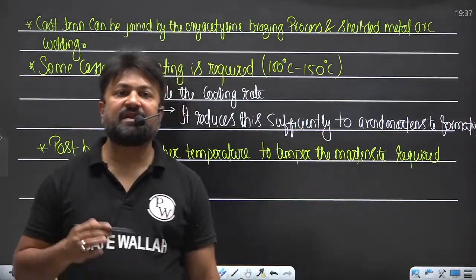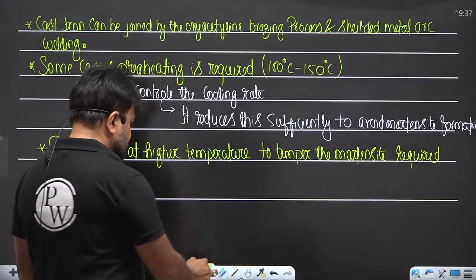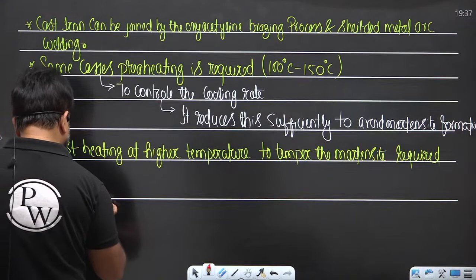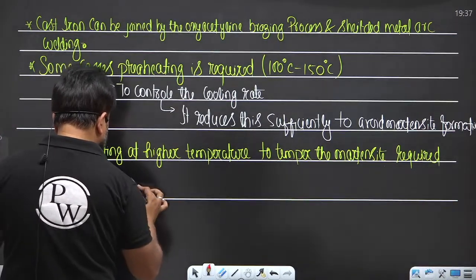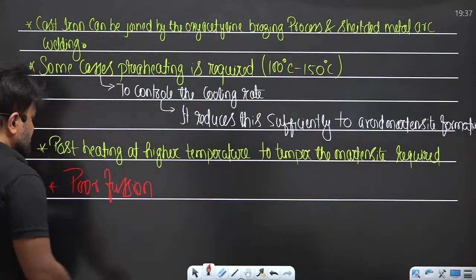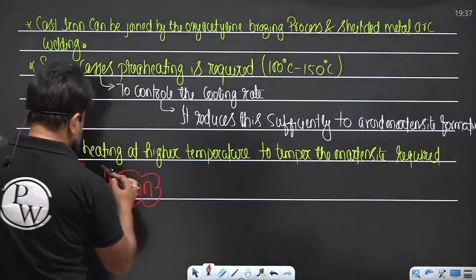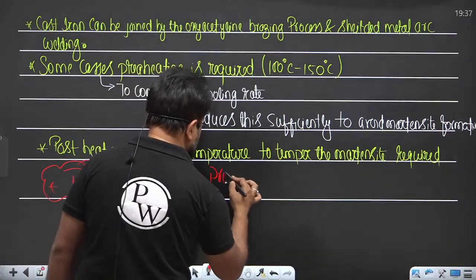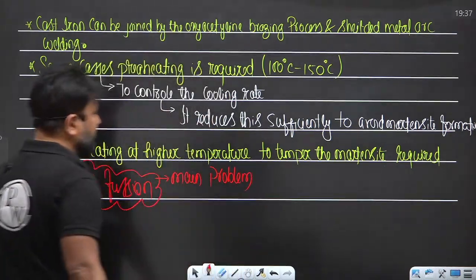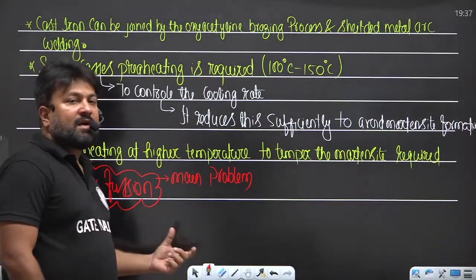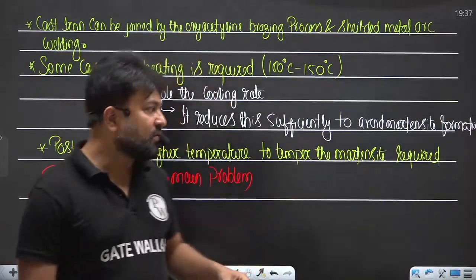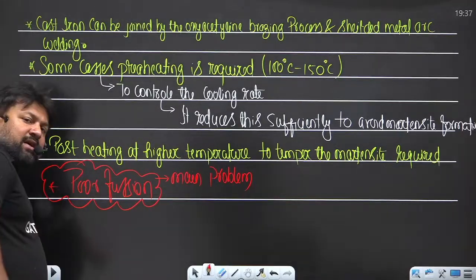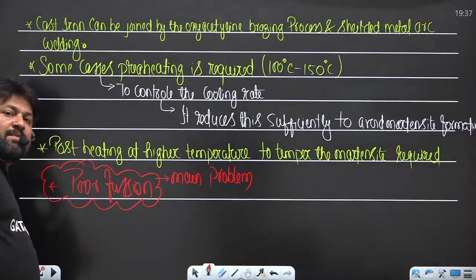The basic problem in cast iron is poor fusion. Always remember, the main problem in cast iron is poor fusion. Because of that, the joint gets brittle. So you have to manage this one. If you manage this, then you will get a good joint of cast iron. Is that clear?